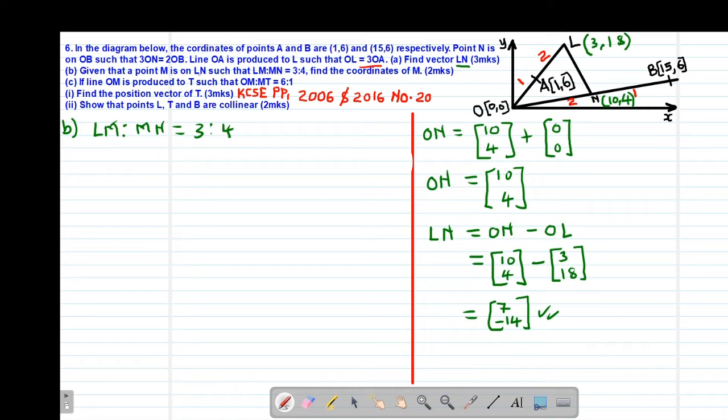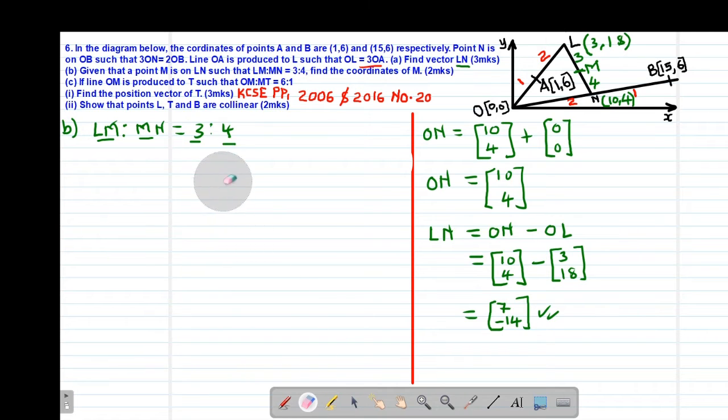We are told that M is on LN. So if we assume that M is somewhere here, so this is what we are calling our point M, such that the ratio of LM is 3. Then MN is 4. So remember, MN, this particular ratio is 4. Then we are told to find the coordinates for point M.